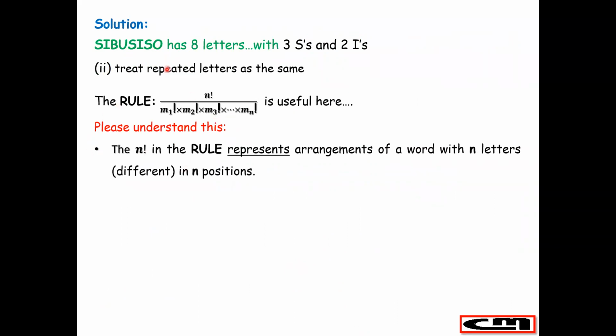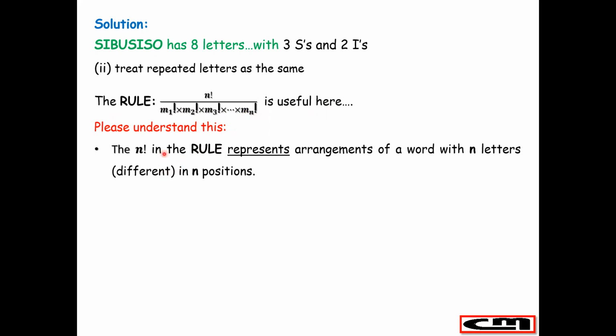Now, Roman figure 2, we should treat repeated letters as the same. Now we have the repeated letters, 3 S's and 2 I's that are in the word. When we treat them the same, that means we have to recognize that they are repeating letters that are treated the same, right? So the rule n factorial over m1 factorial times m2 factorial and so on up to mn factorial is useful, but in the following manner.